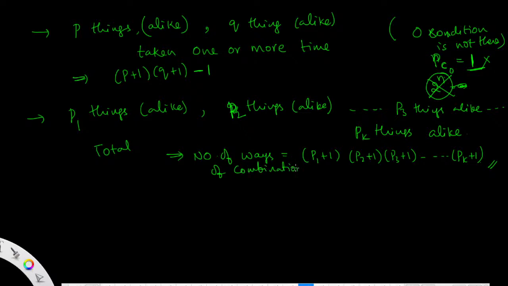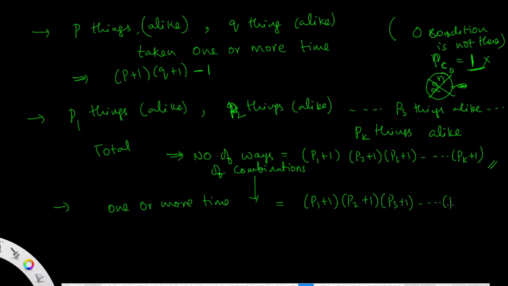This includes the zero selection. But the number of combinations taken one or more at a time is P1 plus 1 into P2 plus 1 into P3 plus 1, and so on up to Pk plus 1, minus 1. That's all. This is the continuation.